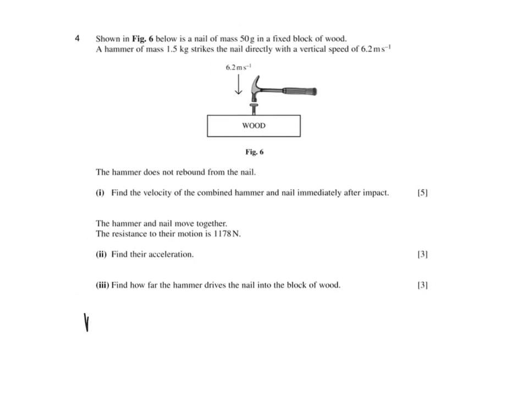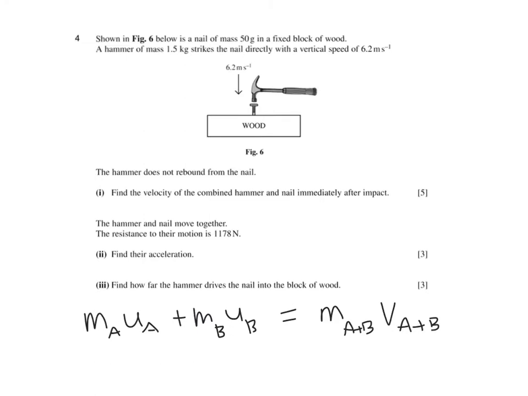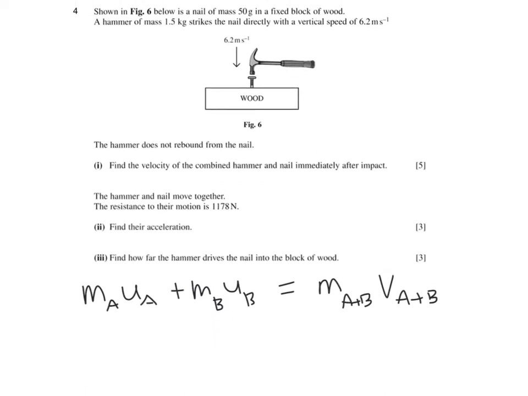So we use the conservation of momentum: the initial mass and its initial velocity, plus the other particle's initial mass and initial velocity, will equal their final mass, which is the combined mass at the end because the two particles joined together, and then its final velocity. So that's the principle of conservation of momentum. Then we need to put in the values.